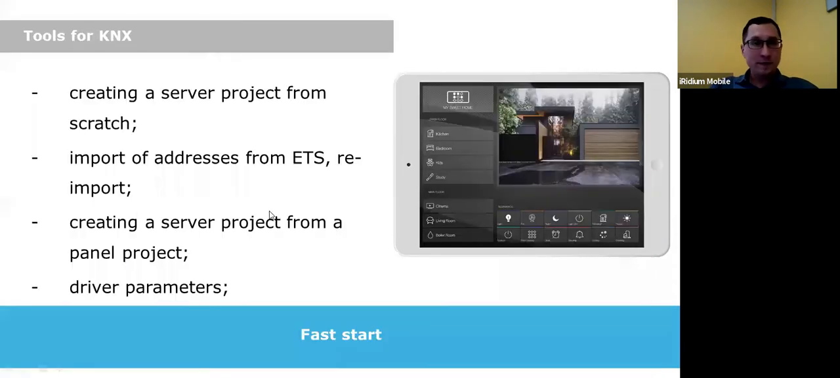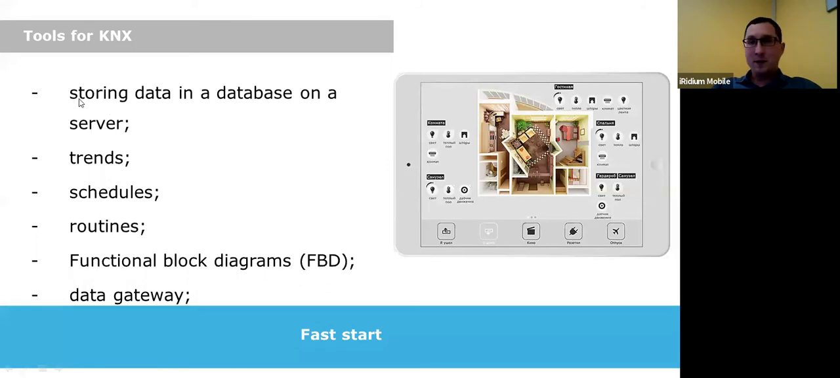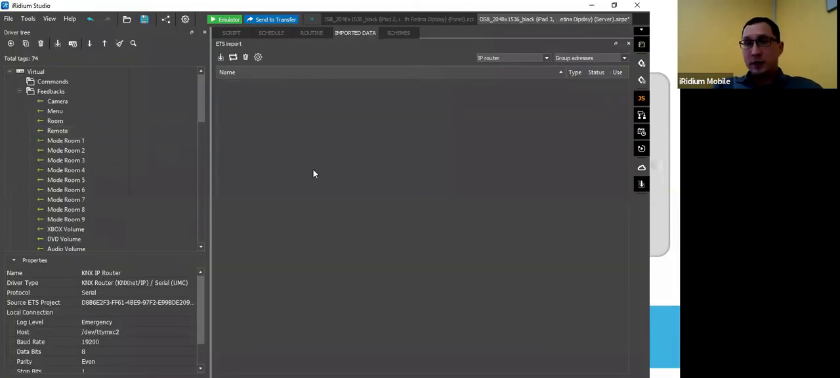Tools for KNX, and very cool functions of the server. The first function is storing data in a database on a server. You can use a database inside our server. Of course, if you have a UMC server or Raspberry Pi, in this case you don't have much memory inside. I mean, the flash memory is not so big. And I think you will be surprised when your memory is finished.